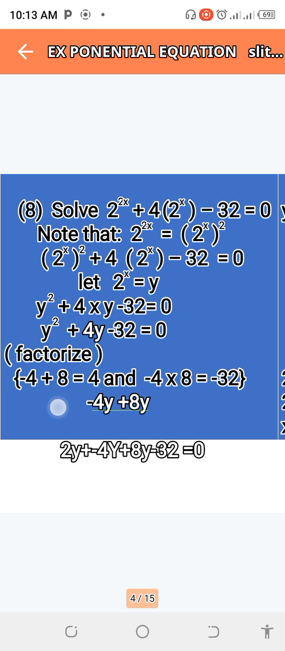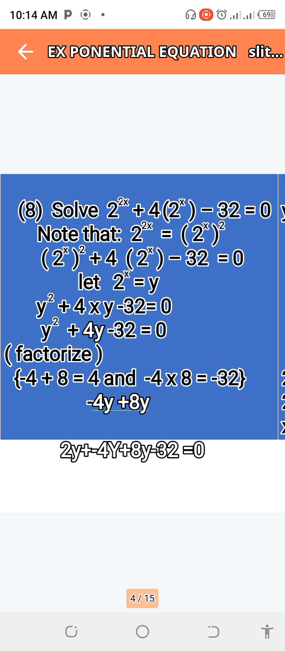So minus 4 times 8 will give us minus 32. And minus 4 plus 8 will give us what? 4. So this is the first choice. So we are going to use minus 4 and plus what? 8. And it's going to be in form of 4x and what? 8x. It's going to be in form of minus 4x plus 8x. Minus 4 times 8 is equals to minus 32. Minus 4 plus 8 is equals to plus 4.